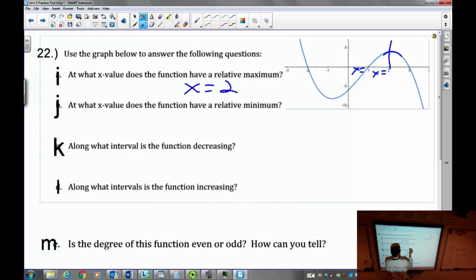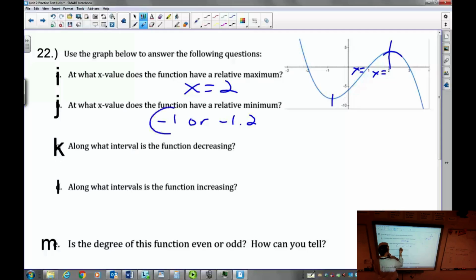So at what x value does the function have a relative maximum? x equals 2. Could you do that on the test? Find where that maximum is, that x value? At what x value does the function have a relative minimum? Well, here's the minimum. A little bit bigger than -1. We're going to just go ahead and say -1. But -1, or -1.1 or -1.2 would be fine. So either of those answers I would accept on the test.